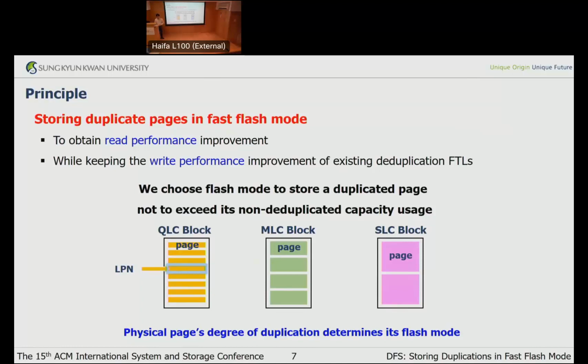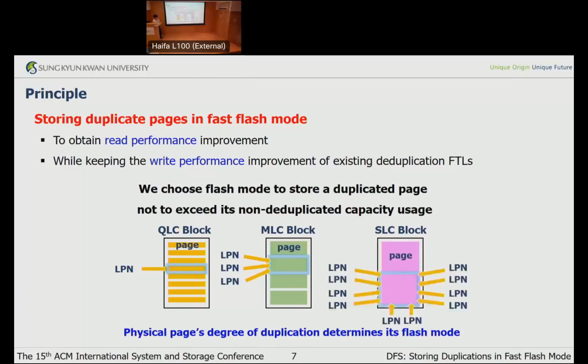To do so, we have to determine which flash mode to use for which deduplicated pages. For this, we made a simple rule. We choose the flash mode to store a deduplicated page not to exceed its non-deduplicated capacity usage. Simply speaking, when the default flash mode is the QLC mode, duplicated twice, MLC, and duplicated 3 times, still MLC. But duplicated 4 times, then, oops.